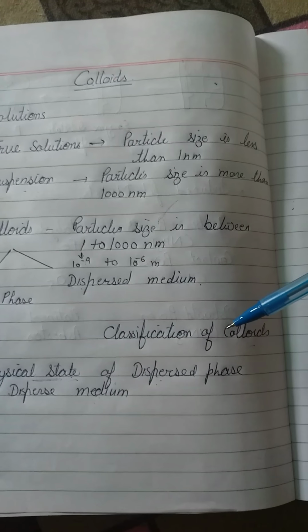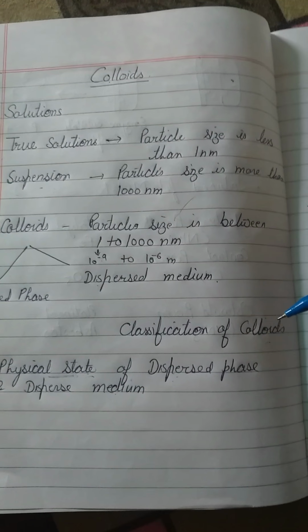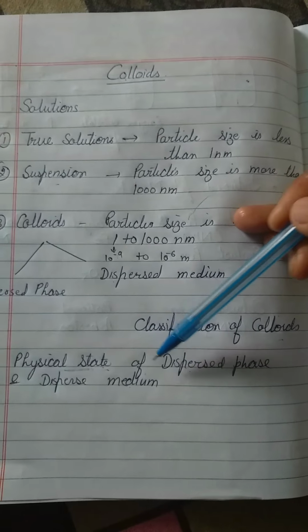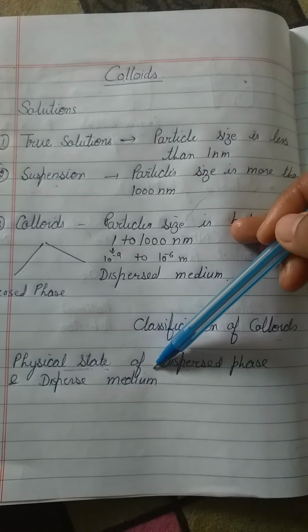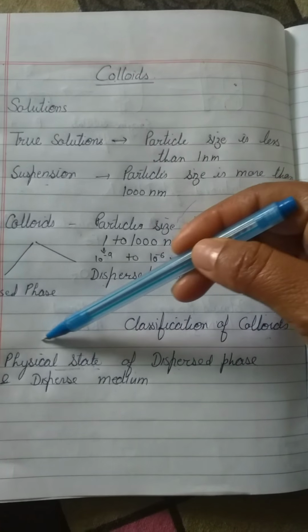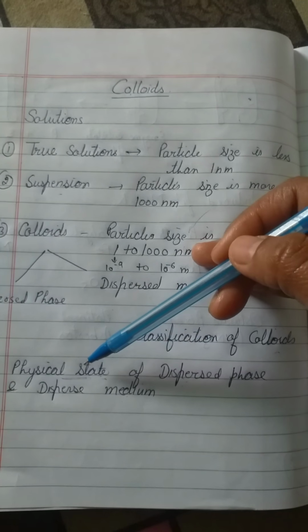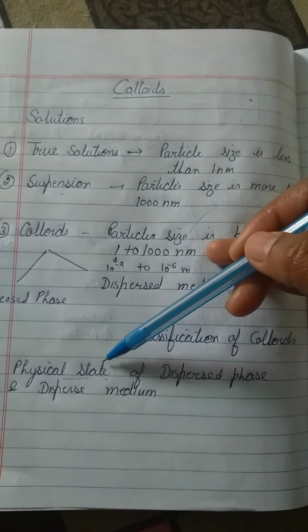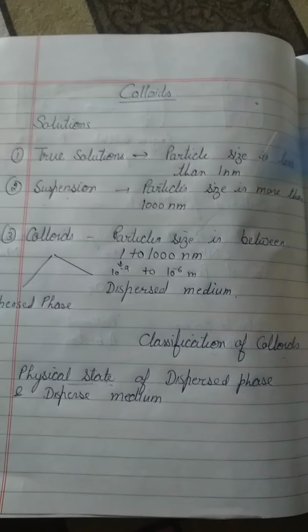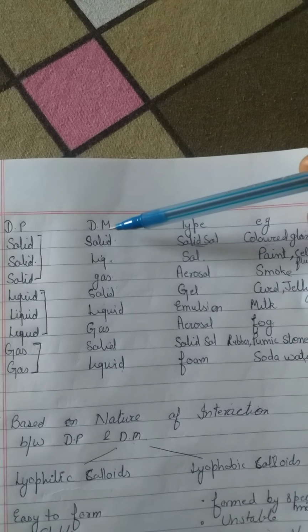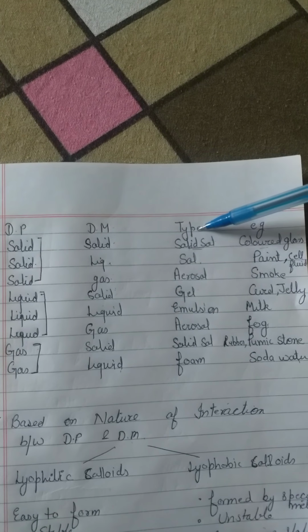Now we have to classify the colloids. We will study the classification of colloids on three bases. The first of them is the physical state of dispersed phase and dispersed medium. You all know that the physical state may be solid, liquid, or gas. So first of all we will study on the basis of physical state of dispersed phase and dispersed medium. You can see the table: dispersed phase, dispersed medium, next is type of solution and then example.